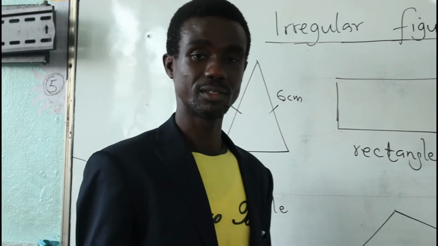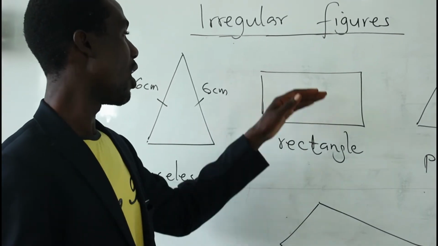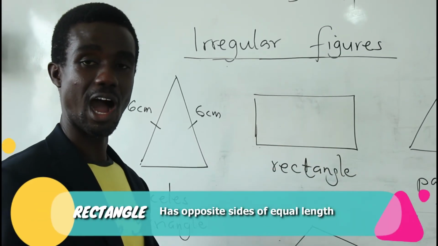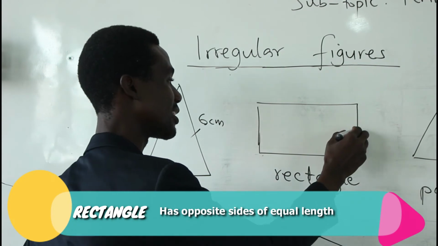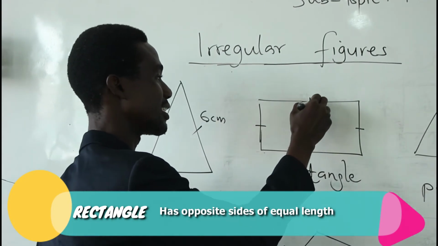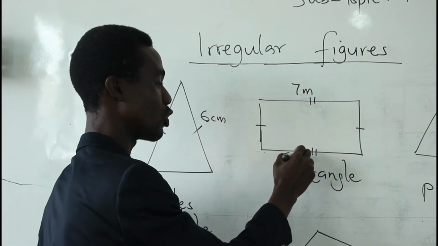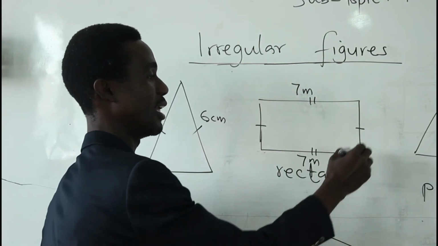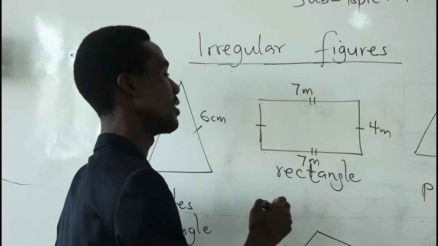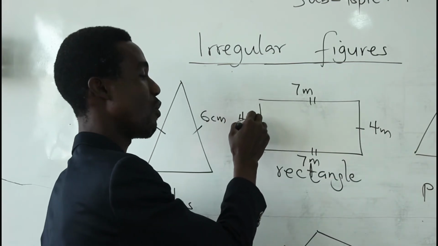Now, a rectangle. Hope you all know a rectangle. Opposite sides of a rectangle are of equal length. So this side is equal to this side, and this side here also equals to this side. So if I have 7 meters here, I'm sure to have 7 meters here. And if I have 4 meters here, this side will definitely be 4 meters.